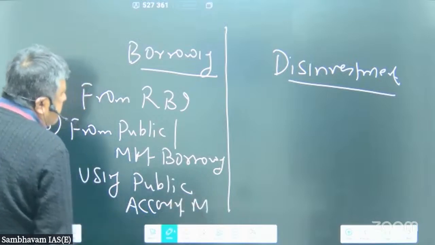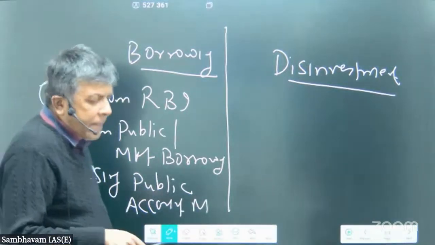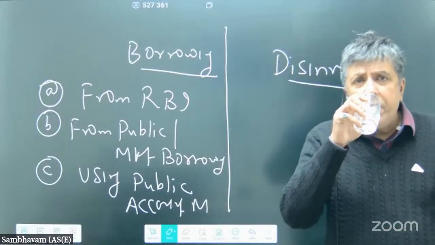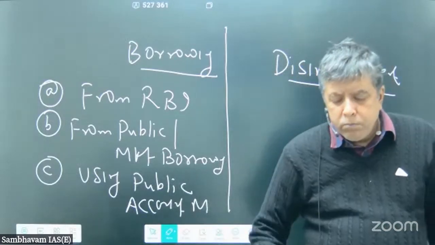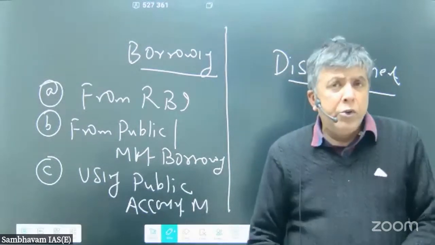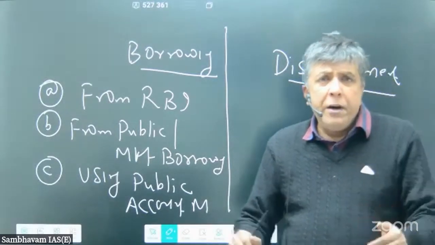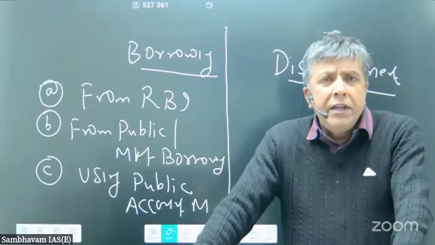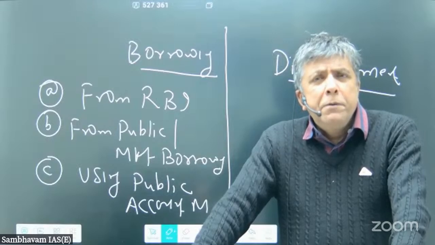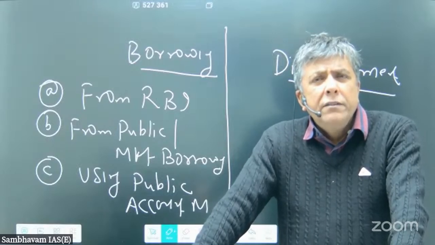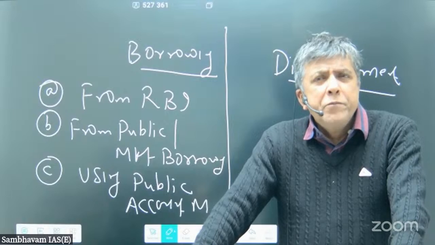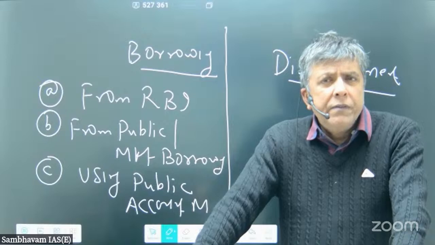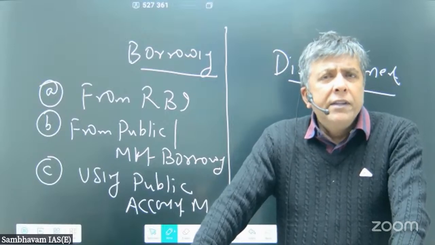So under borrowing, there are three options. First is borrowing from RBI. Second is borrowing from public, also called market borrowing. And third is using public account money. Have you heard the name public account? Maybe in polity. Public account. So under borrowing, there are three.